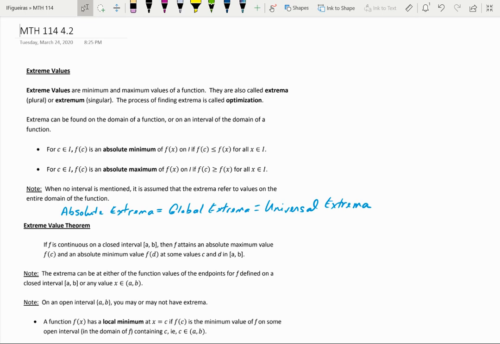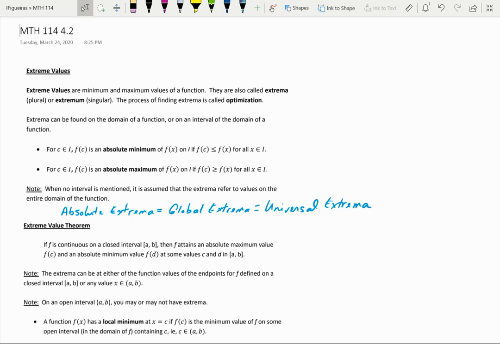These are also called extrema if we're speaking in plural, or extremum if it's singular. The process of finding an extrema is called optimization, and optimization will also be important in general throughout this entire chapter. An extrema, meaning a maximum or a minimum value, can be found either on the domain of an entire function or on an interval of the domain.